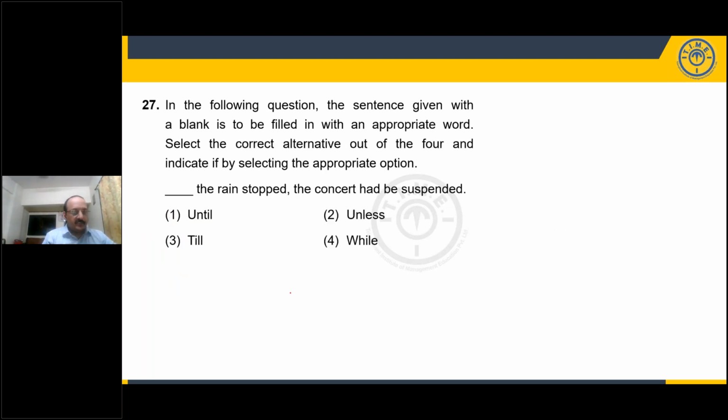Dash the rain stopped, the concert had to be suspended. Now we spoke about this earlier. Until, unless. Until talks about the point of time. That till this time what is happening. So option number 1. Until the rain stopped, the concert had to be suspended. So unless is wrong, till is wrong, and while is wrong. Until the rain stopped, the concert had to be suspended.